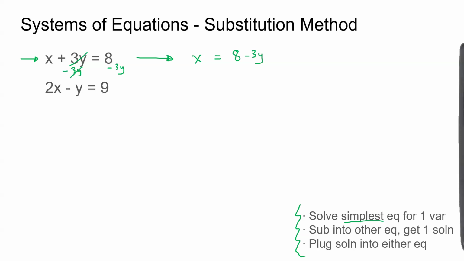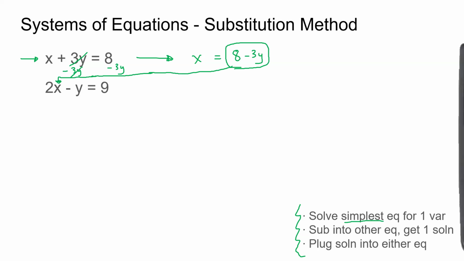But this little thing right here is handy because I can take this 8 minus 3y and substitute it. Now x is equal to 8 minus 3y. So it's perfectly okay to take that and bring it over into the second equation and substitute it in anywhere that I see x. We're substituting 8 minus 3y for x. We're just replacing x with what we know x is equal to. All right.